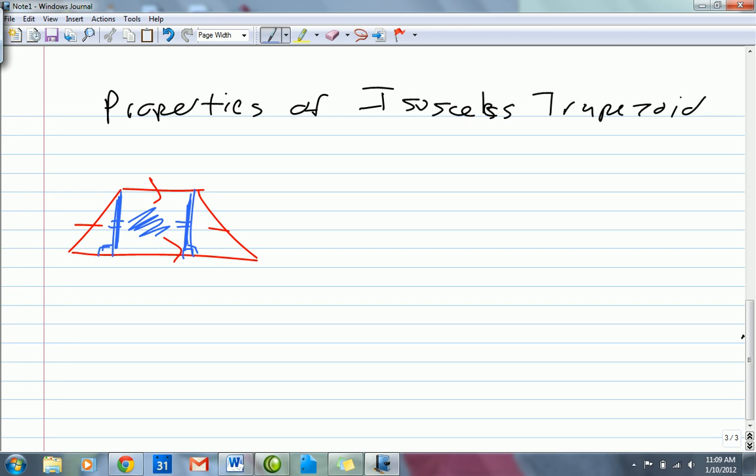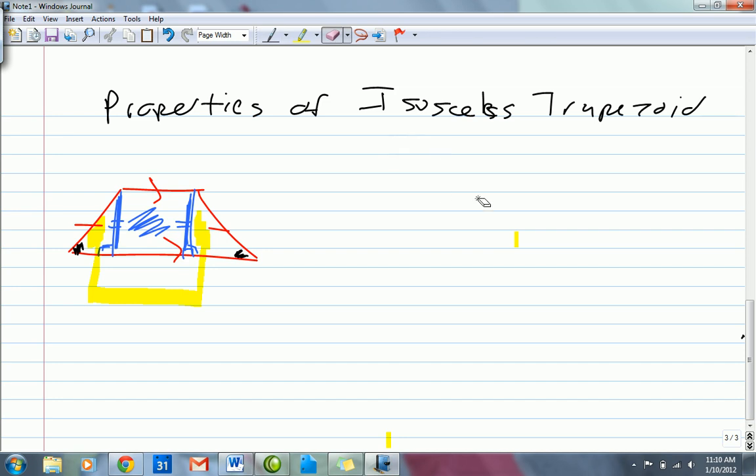And so basically what I can show is that these two triangles are congruent by HL. They're right angles. I have congruent legs, which are both altitudes, and I have congruent hypotenuses because of the definition of isosceles trapezoid. Since those two triangles are congruent, I can get some corresponding parts to be congruent, namely these angles right here. Those would be congruent by CPCTC. And so that's my first property.